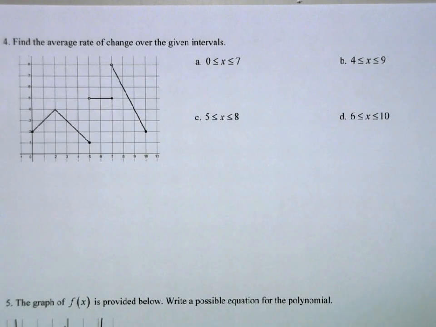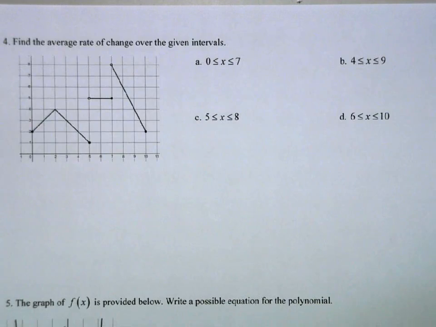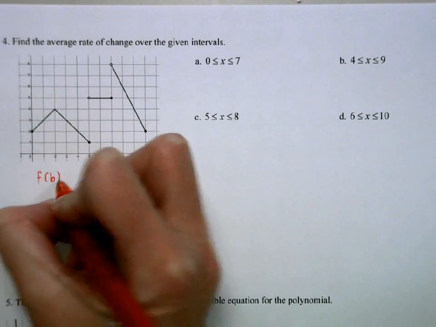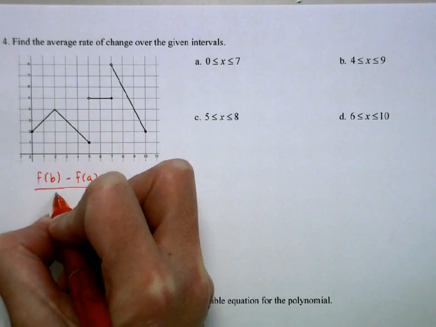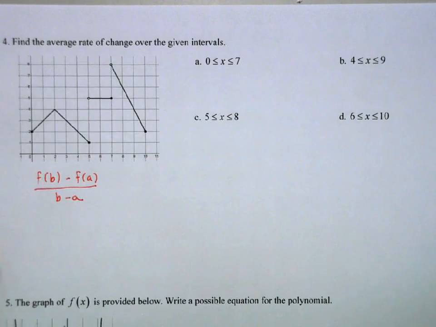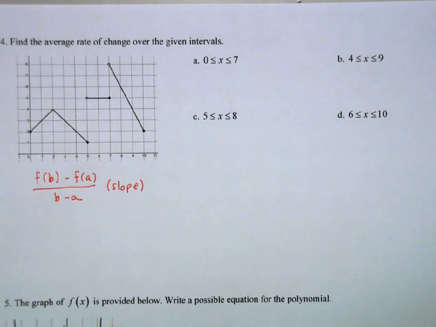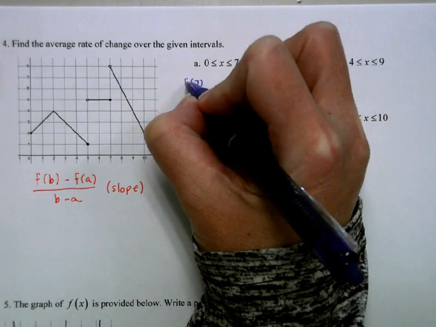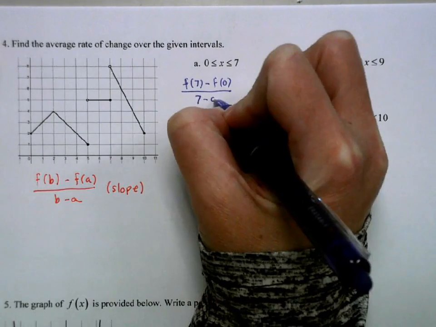Next, we have the average rate of change over different intervals. The average rate of change formula is absolutely something you need to know, but you've known it for a very long time. It's essentially just the slope: f of b minus f of a over b minus a. If I'm doing this formulaically, we've got f of 7 minus f of 0 over 7 minus 0.